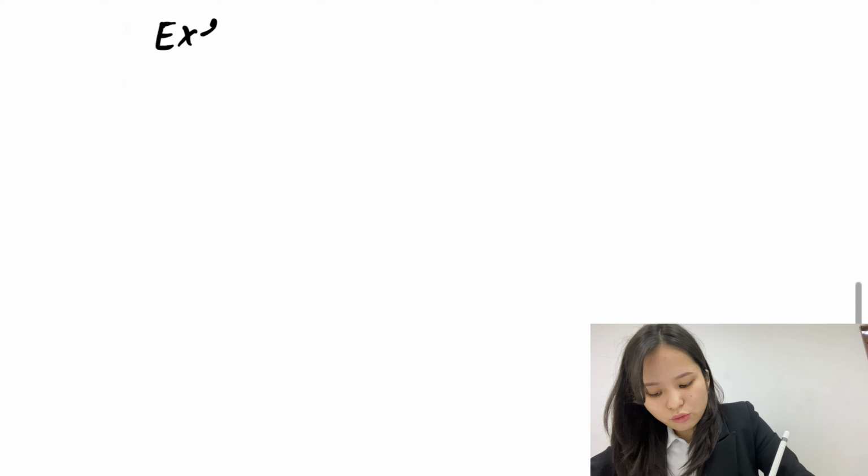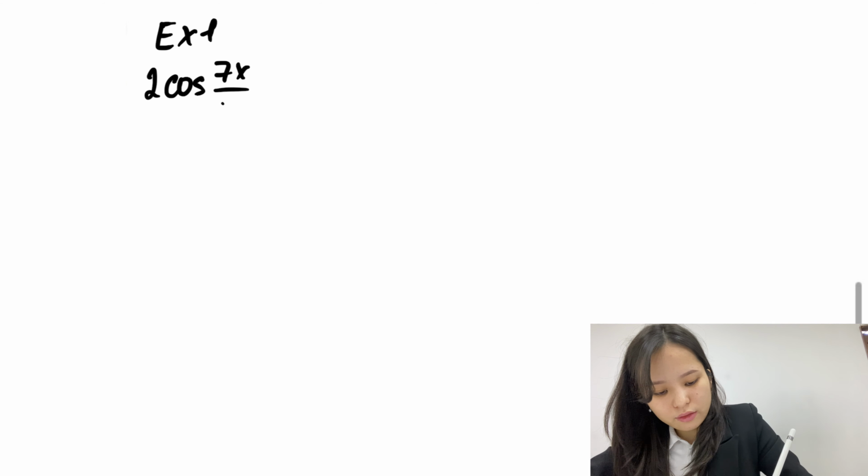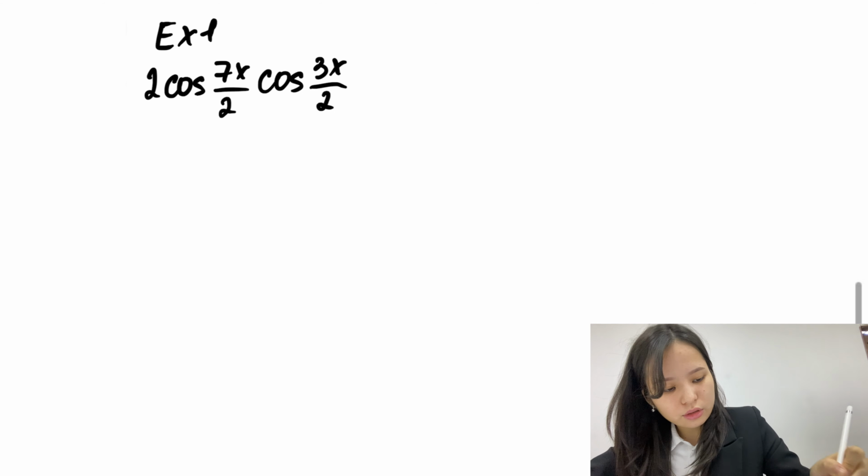How to solve an example? First, we need to learn by heart or write down the formula. Second, substitute the given angles into the formula. Third, simplify. Example 1. Given 2 cosine 7x over 2 multiplied with cosine 3x over 2.